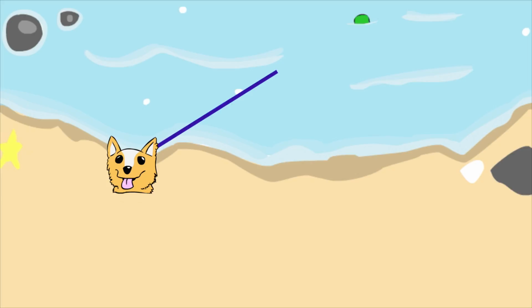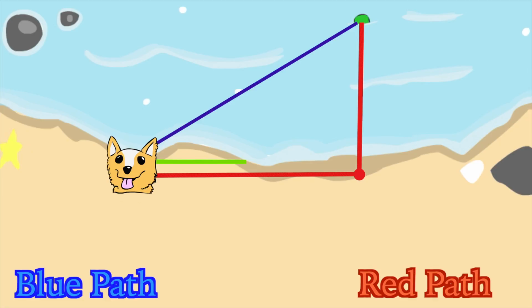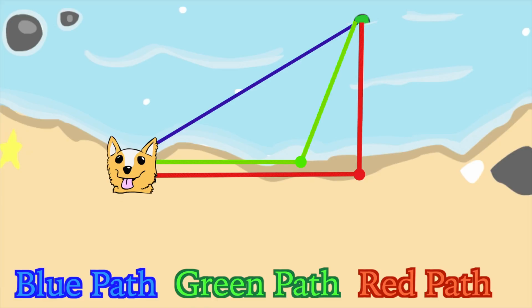Does he go through the ocean where the water might slow him down? Does he run through the sand and then swim in the water? Or does he run to a certain spot in the sand and then swim the rest of the way? If the dog can run 7 times faster than he can swim, which of these paths will take him to the ball in the fastest amount of time?